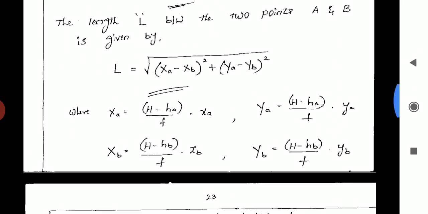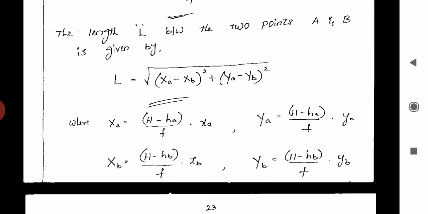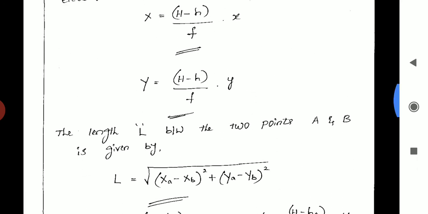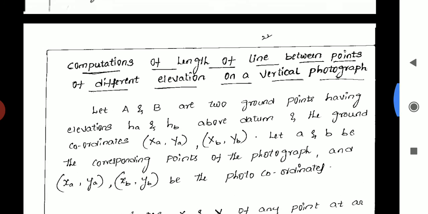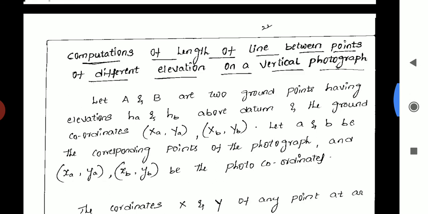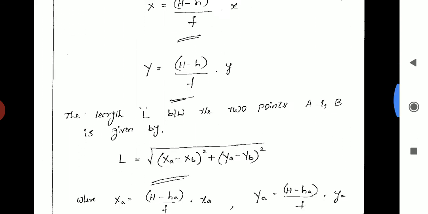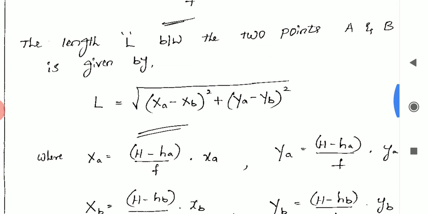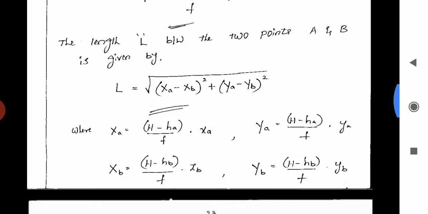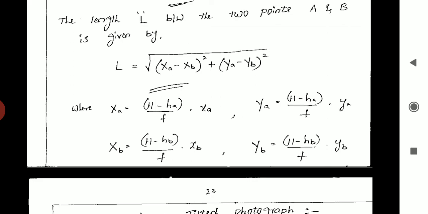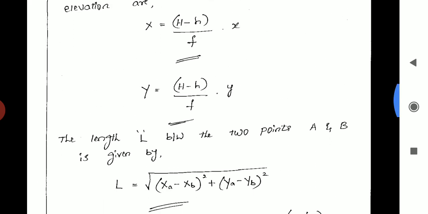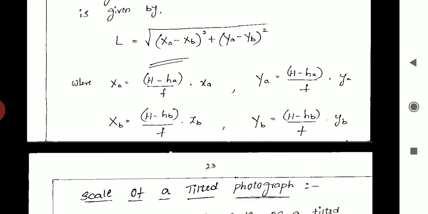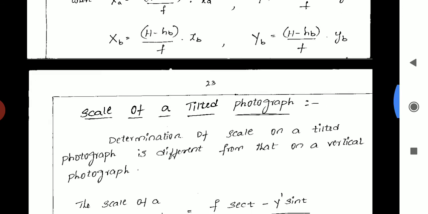Please, in this derivation, what is that derivation? Computation of length of line between 2 points. In these cases please remember this point, which one? The L formula and the X and Y formula. After that you people have to derive the equation.